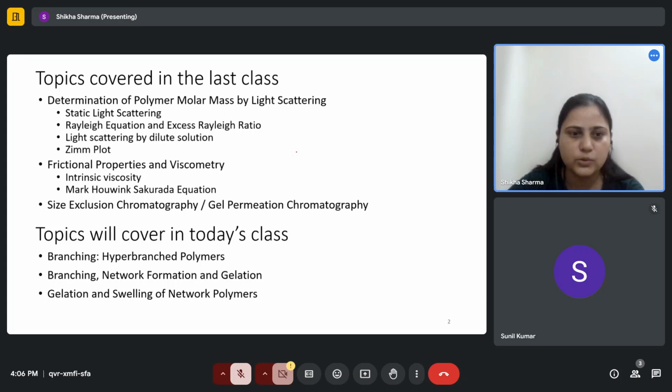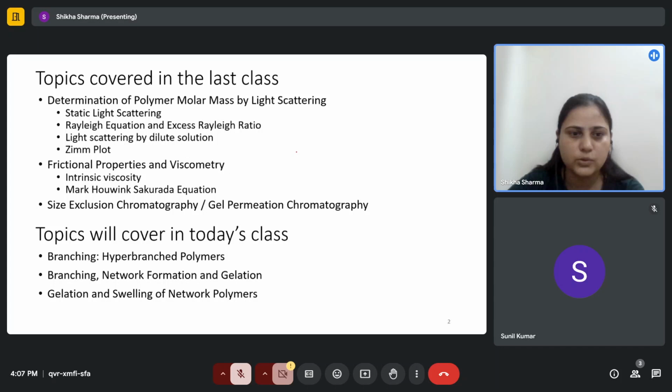The determination of polymer molar mass by the light scattering method. In that we discussed static light scattering, the Rayleigh equations and the excess Rayleigh ratio. After that we discussed light scattering by dilute solutions. Then we discussed the Zimm plot, and then the frictional properties and viscometry.